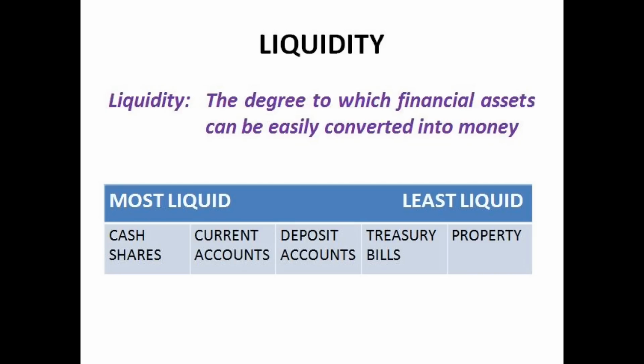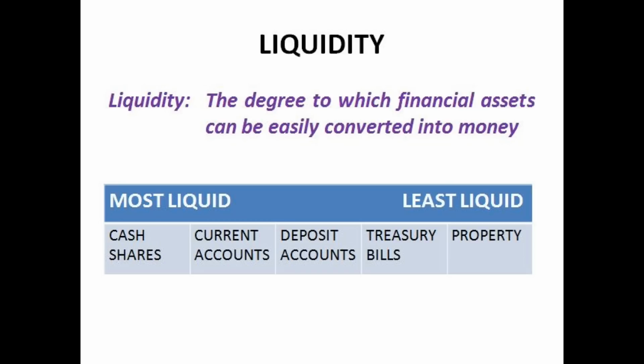You can also split money by liquidity. Liquidity, I don't even know if I pronounced that correctly. But liquidity is essentially the degree to which financial assets can be easily converted into money. So say I've got something in my pocket. If it can be converted into money really quickly, that is a very liquid asset. Whereas if I've got something like a painting, maybe, that takes a lot longer to convert a painting into money. Unless you're just one of those people on the street selling paintings. But expensive paintings tend to be a lot less liquid than, say, cash.